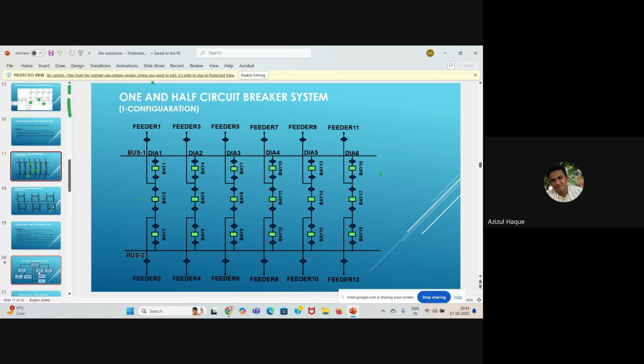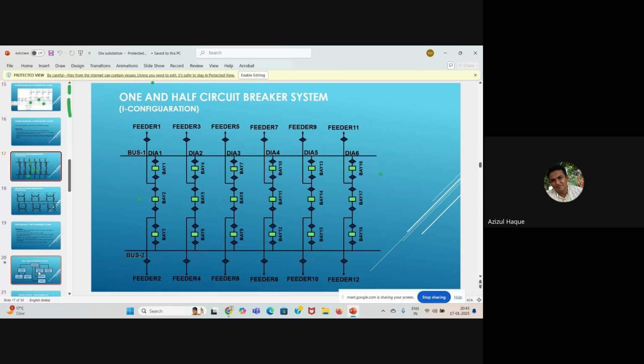Now for this problem, breaker 1 problem, we can switch off this breaker. So this breaker will be isolated, and at the same time we can switch off breaker number 15. So it will be taken out for maintenance. So we can take out two feeders simultaneously. In fact, we can take out many feeders simultaneously.